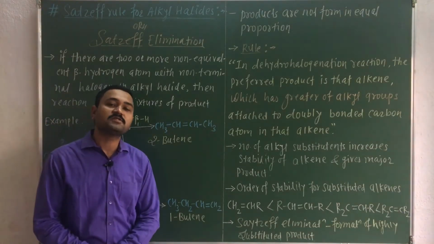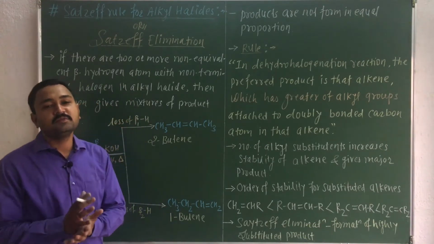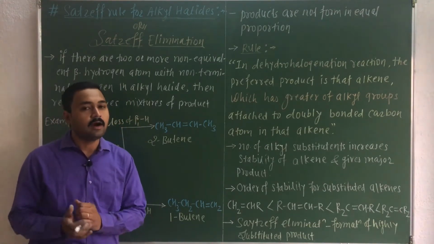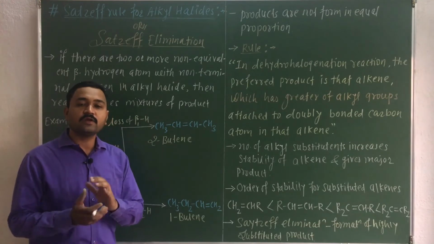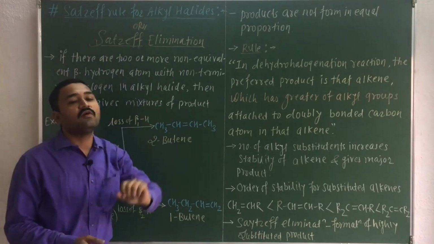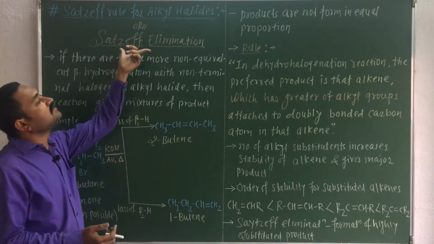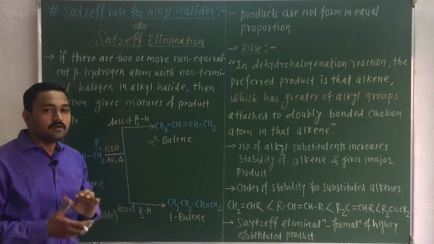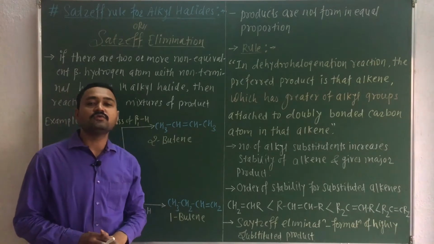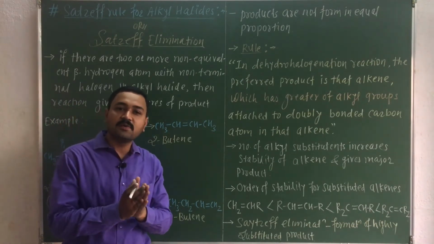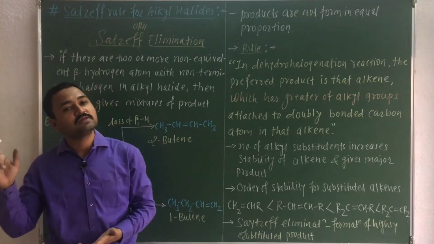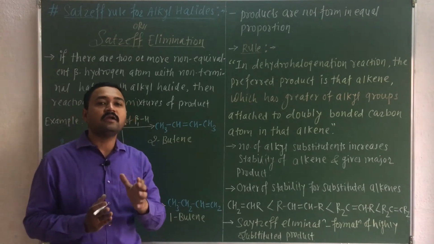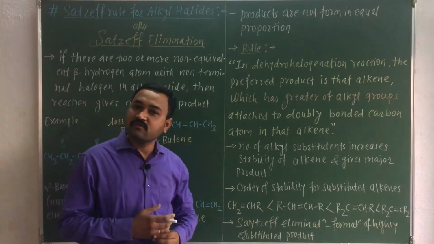Now in the previous lecture we have learned about the elimination reaction in the alkyl halides. Here we are going to learn the Saytzeff rule for the alkyl halides, also called Saytzeff's elimination reaction. In the previous lecture we considered examples in which the halogen atom is attached to the terminal carbon atom and the beta hydrogen atoms were equivalent.